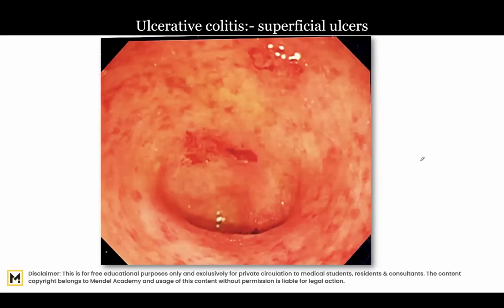As I said, the ulcers are very superficial. You can see these bleeding ulcers here. This is a very classic bleeding ulcer. And there are multiple bleeding ulcers, I mean, everywhere. You can see so many ulcers. Sea of ulcers, as they call it, in ulcerative colitis.